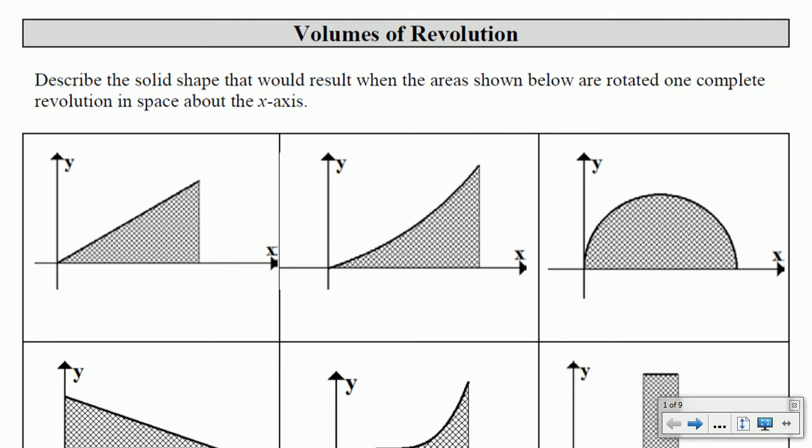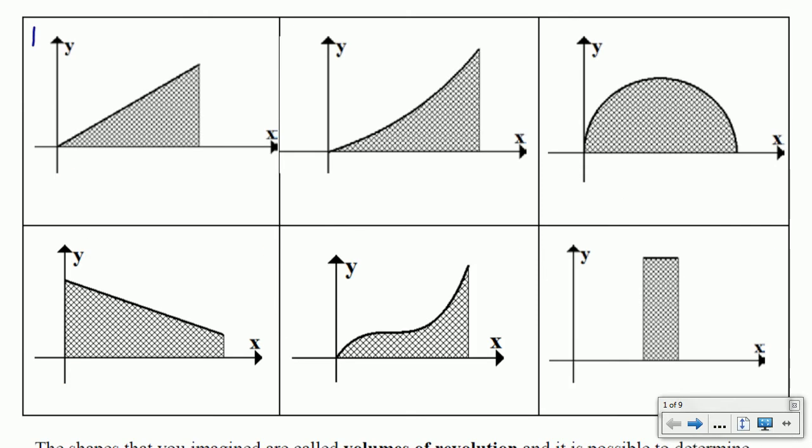So to start, we're going to describe the solid shape that would result when the areas shown below are rotated one complete revolution in space about the x-axis. So we'll mark them 1, 2, 3, 4, 5, and 6. Well, we don't actually have to imagine what these shapes will look like. We can just look at them with the power of Wolfram Alpha.